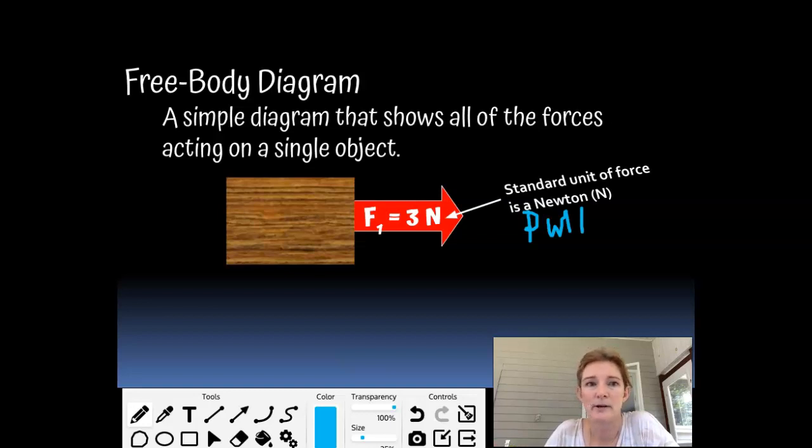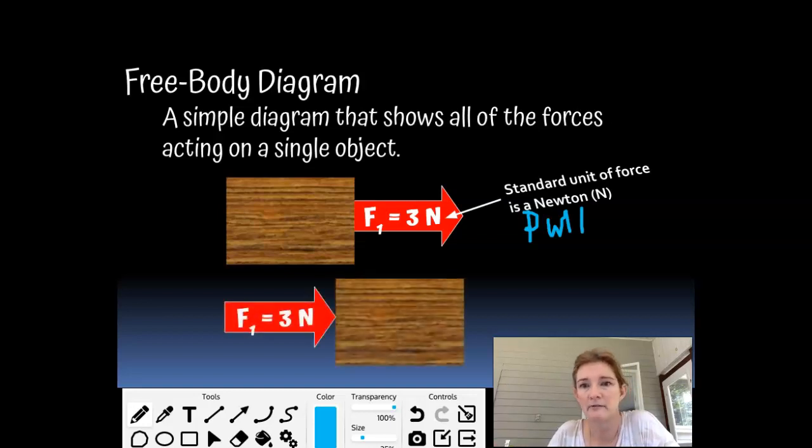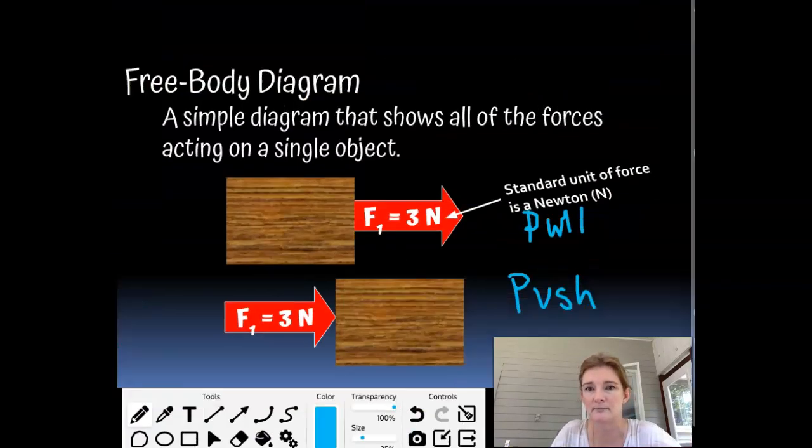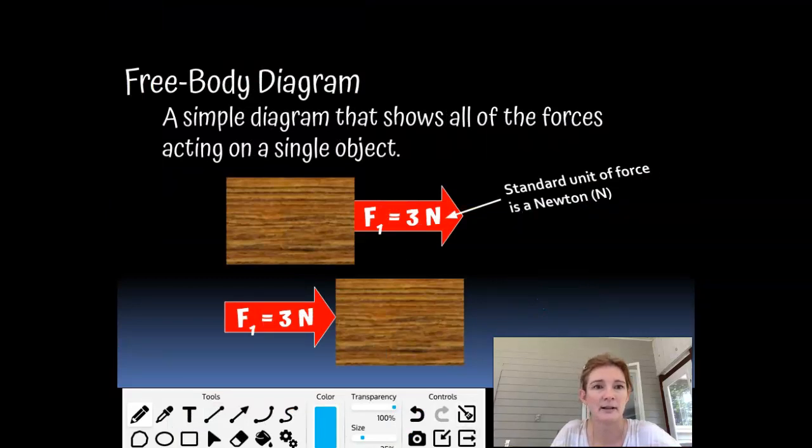Whereas I can draw another version of this diagram where there's still 3 newtons of force acting on this box, but the way that I've drawn it, this is a push force. So the outcome is the same, but depending on how you draw the arrows, the force is differently applied. All right, next slide.